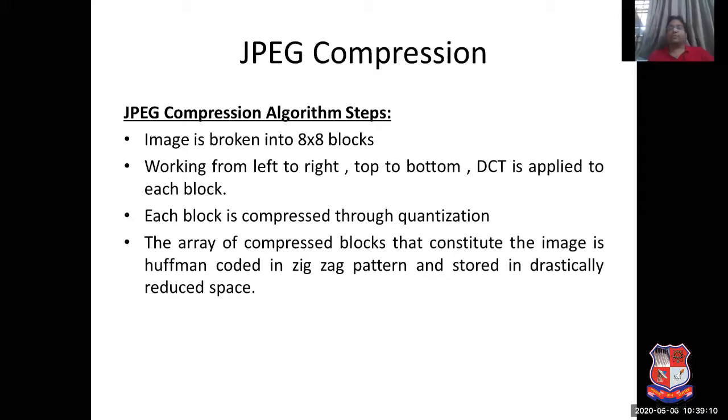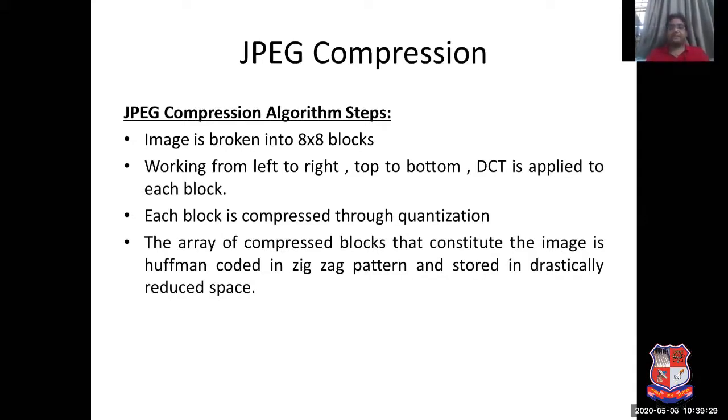DCT is applied to each block. So let's say there is an image with different 8x8 blocks. In each block, we will first apply the discrete cosine transform. Here we will be transforming the image into the transform domain. So we are taking our spatial domain information into the transform domain with the help of the DCT transformation.